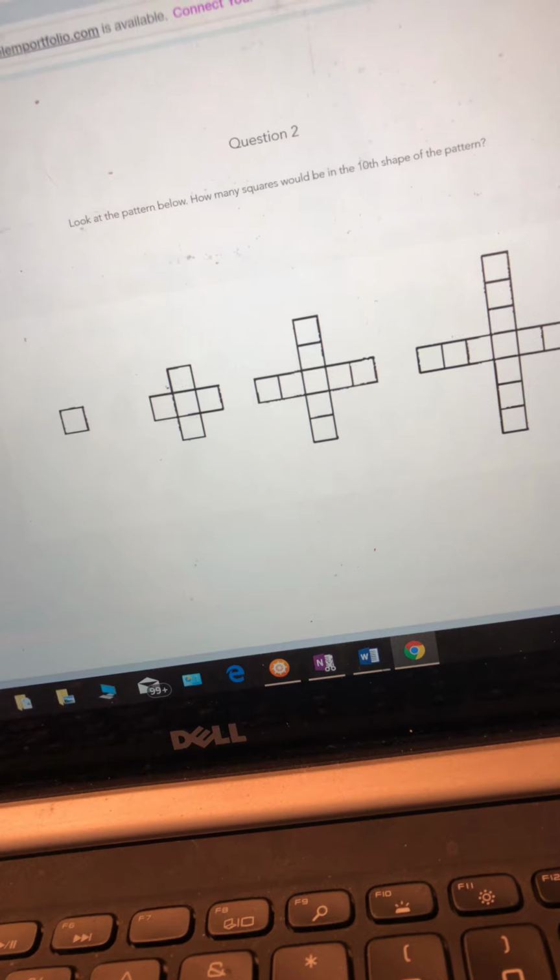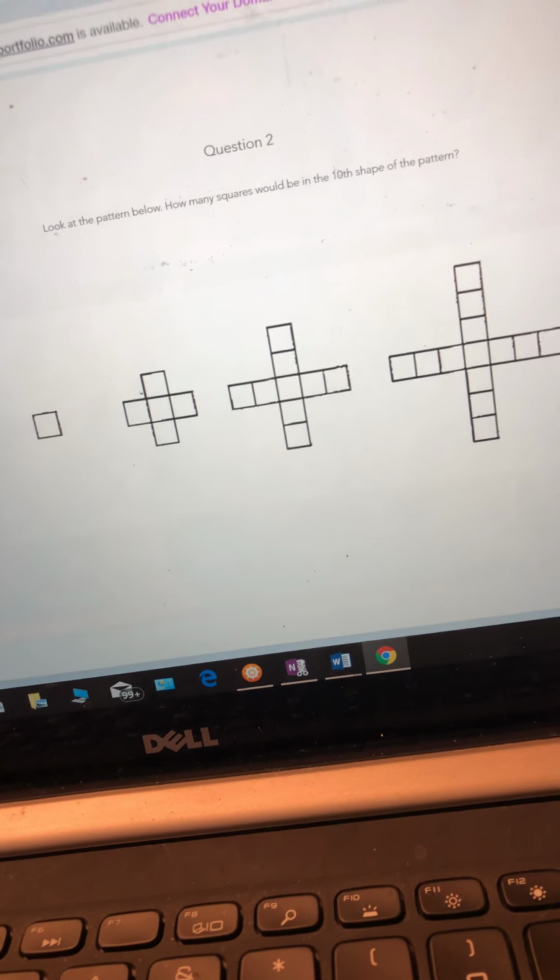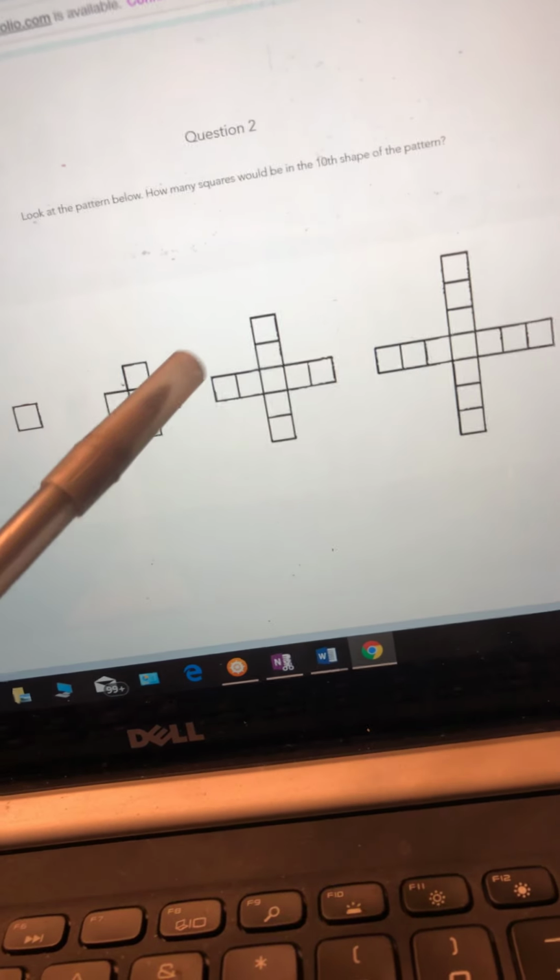For this next problem, it shows you a picture of a pattern of squares. And here, it'll be better to see the pattern. So you have this pattern of squares, and it says look at the pattern below. How many squares would be in the 10th shape of the pattern? As you can see, they're adding 1 to each side for each successive shape.